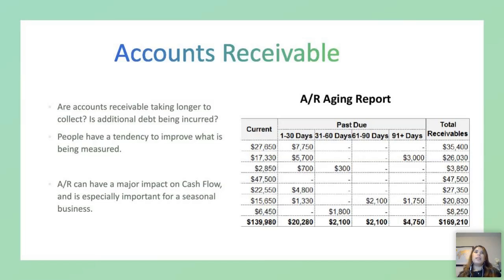So how do we read an AR aging report? In your current section, those are invoices that are not due yet, right? 1 to 30, those have been due 1 to 30 days already, and so on. I recommend to my clients, 60 days or over, consider not visiting the property anymore, because then they'll be able to pay you faster if they see that you're not servicing the property.